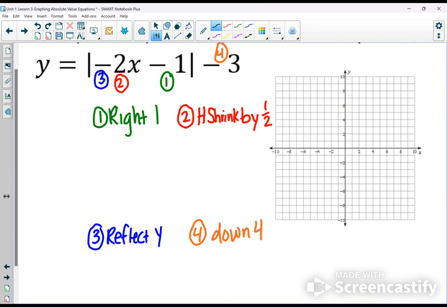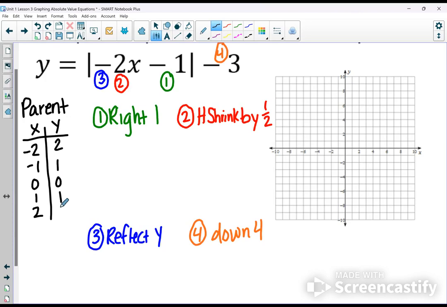Our starting point when we have absolute value bars is our parent, that table that we put earlier in our notes, where we tested -2, -1, 0, 1, 2, and got out 2, 1, 0, 1, 2, our middle points of that absolute value. In order to move right, I have to change the X column of this chart. So I'm going to copy everything else. I don't want to confuse myself, and copy everything I'm not using.